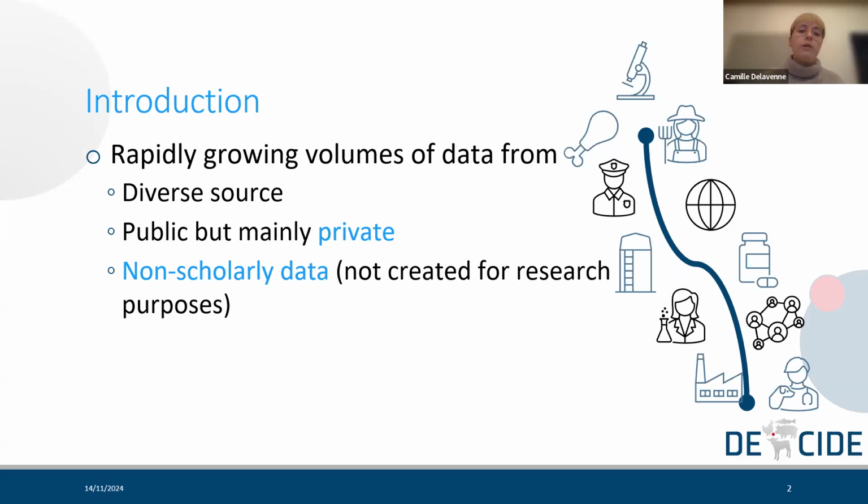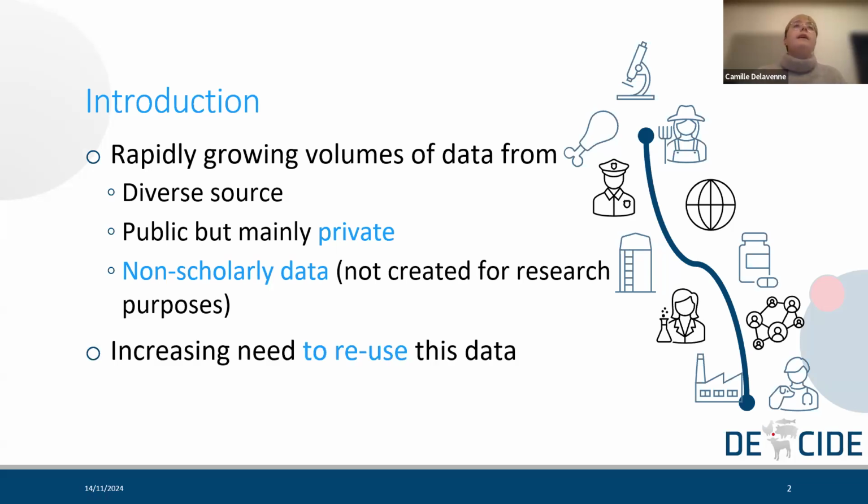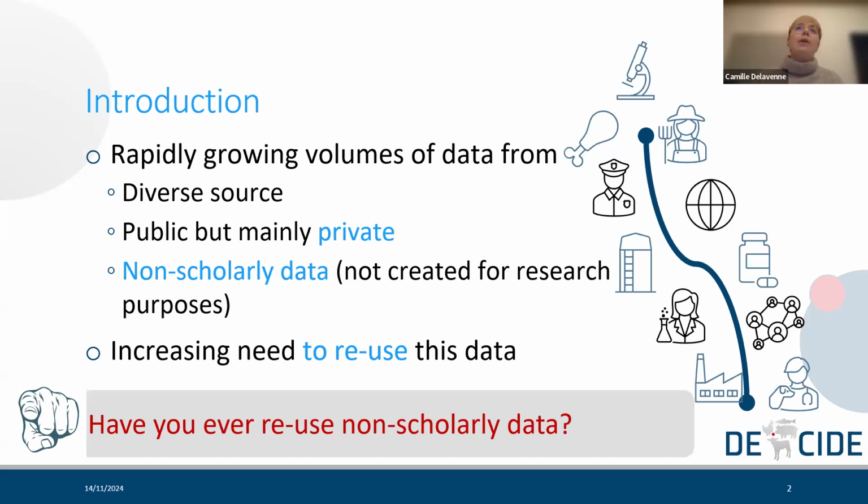For the rest of the presentation, I'm going to call this type of data non-scholarly data, because it makes them a bit different from data that have been produced for research purposes. The second element is that because there is that much data available, there's an increasing need to reuse this data for different purposes and tools, and as EJ presented, it's actually not that easy to do. One of my first questions I'd like you all to think about while I'm going through this presentation is: have you ever gone through that process of trying to reuse non-scholarly data? And what are the major obstacles you've found? Some were presented by EJ, but you might have specific ones.